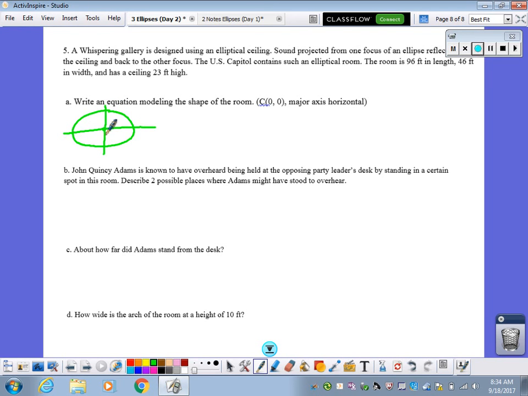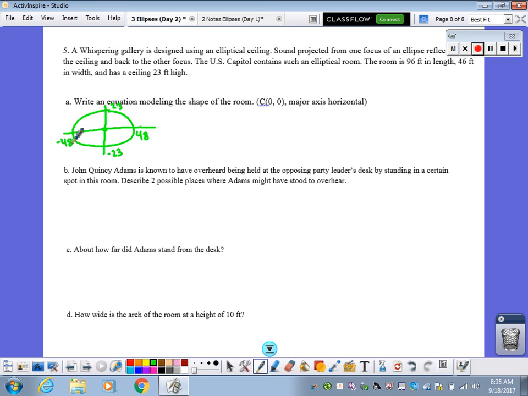What this is telling us is that it is 46 feet in width, which means this right here needs to be 46. So if this is 46, this must be positive 23, and this must be negative 23 to account for a width of 46. With the room length of 96, that would make this have to equal 48, which is half of 96, and negative 48 over here.